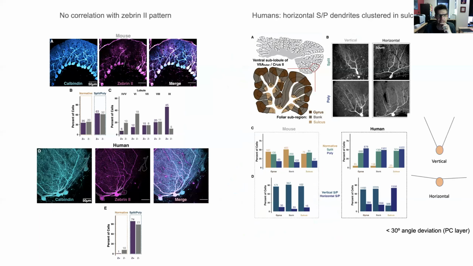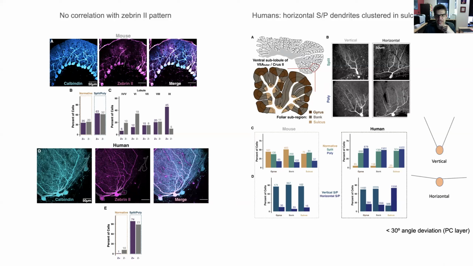But I can give you at least a little bit of an answer about the projection patterns, which is not what you asked. For example, the zebrin pattern, which you might have asked about next: we see no correlation to the zebrin pattern. We did that in mouse and human, and there's no correlation with that.